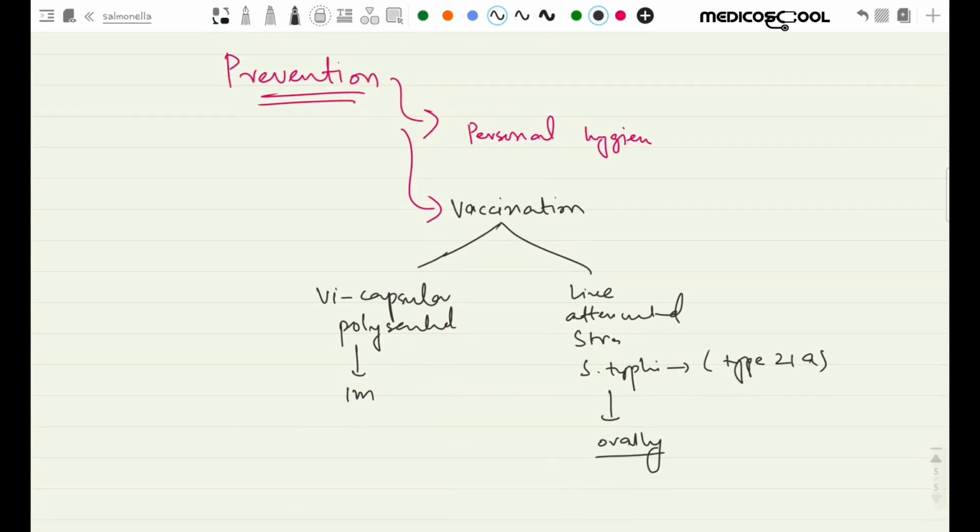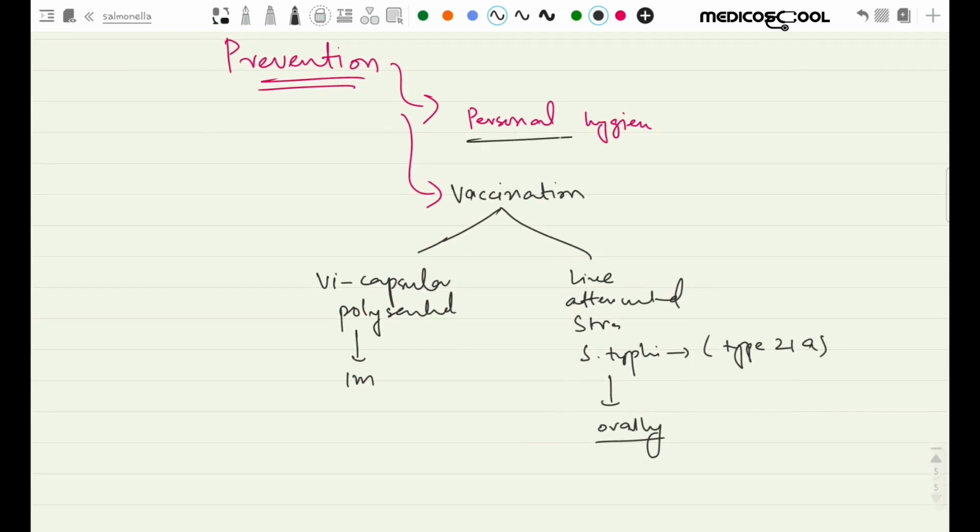So vaccination and personal hygiene can help us prevent the disease caused by the Salmonella species.